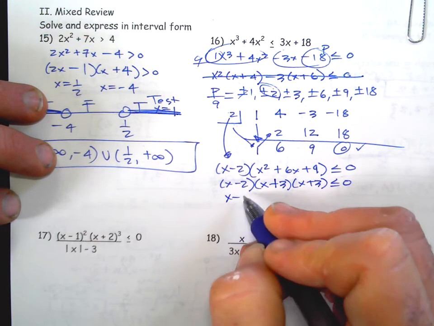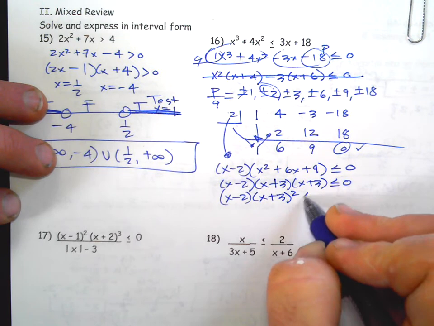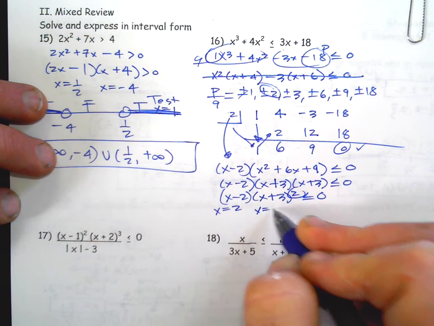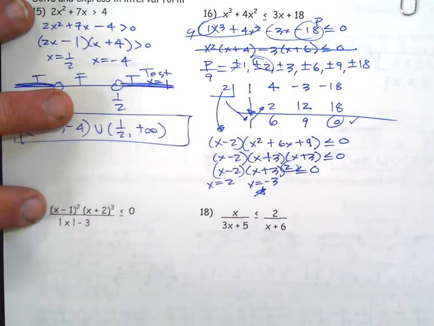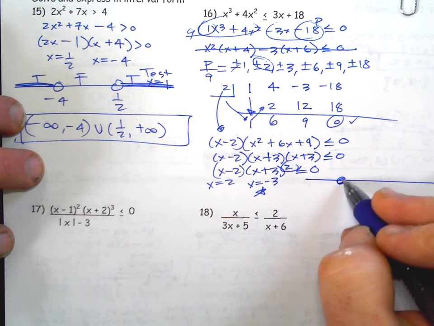It might be worthwhile to go ahead and rewrite the common factors together with the power, because then you'll be like, oh yeah, x equals 2, x equals negative 3, but I got to make sure I don't change the sign on that one because it doesn't actually go through the axis. So then we're going to do a line check. These are solid dots.